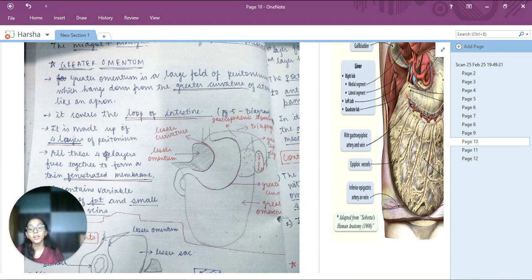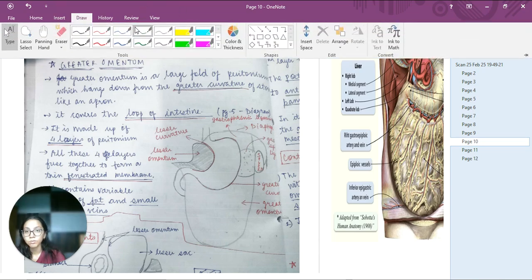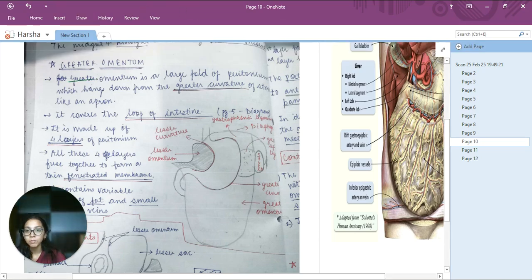Which is suspending a kind of an organ. Hence it is known as fold of peritoneum, as we have studied earlier, that the one that is suspending the viscera through the abdominal cavity or connecting one viscera to another is done by the peritoneal fold. So greater omentum is also a kind of peritoneal fold. Greater omentum is a large fold of peritoneum which hangs down from the greater curvature of the stomach.